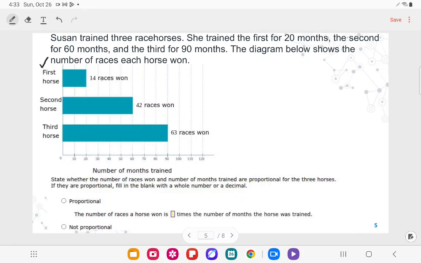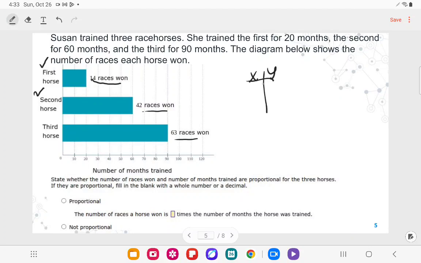Okay, and I'm noticing 14 races won. The second for 60 months. So second horse, 60 months trained, 42 races won. And for the third, she trained 90 months and she won 63 races. So I need to first write that as X and Y.